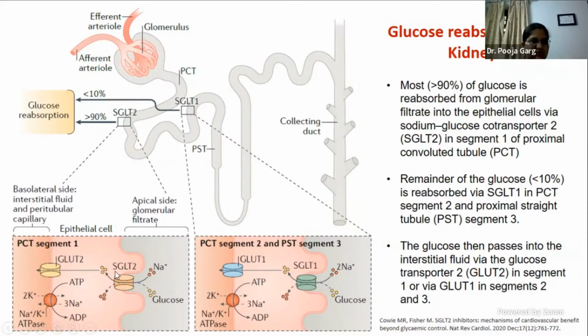And this SGLT2, as we can see, is a sodium glucose receptor whereby both enter the cells. This is at the basolateral site. This glucose then enters the interstitial fluid. So most of the glucose, 90% of it, is absorbed from the glomerular filtrate into these epithelial cells of the proximal convoluted tubules via these SGLT2 receptors. Almost the remaining 10% is absorbed by SGLT1 in proximal segments 2 and 3. Glucose then passes through this basolateral membrane to the interstitial fluid via GLUT1 and GLUT2.